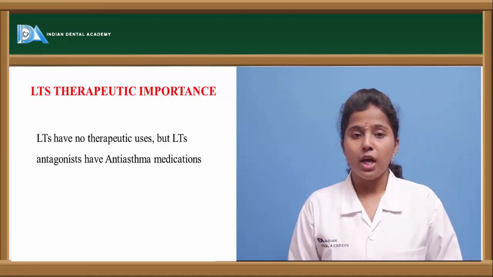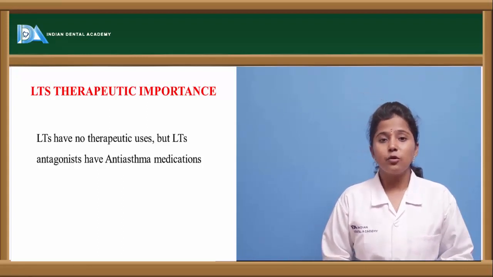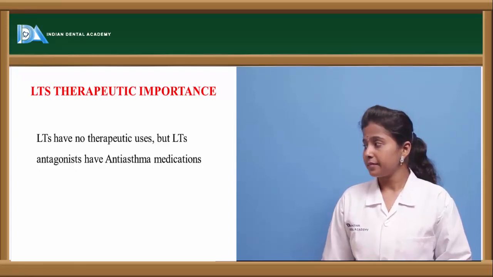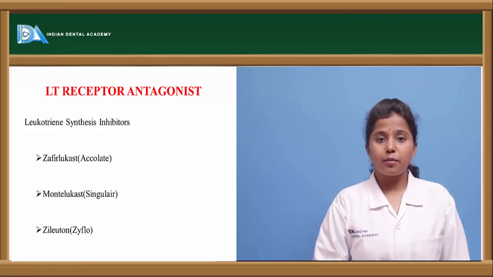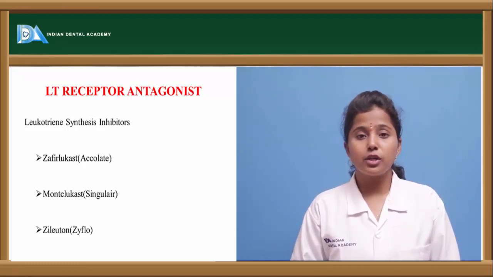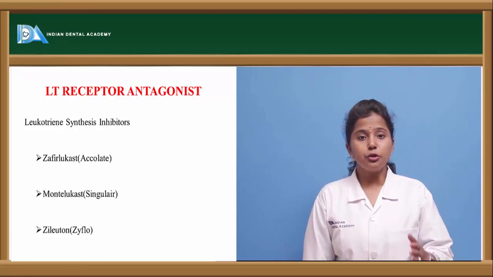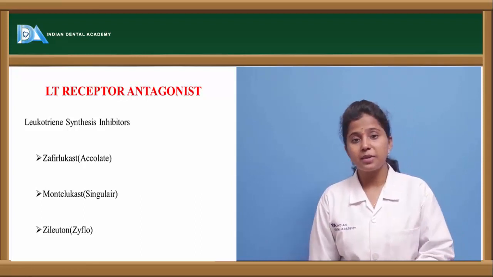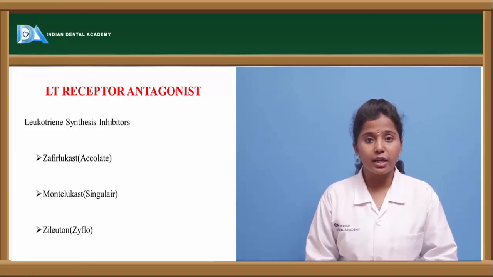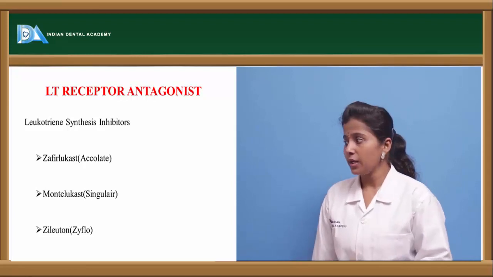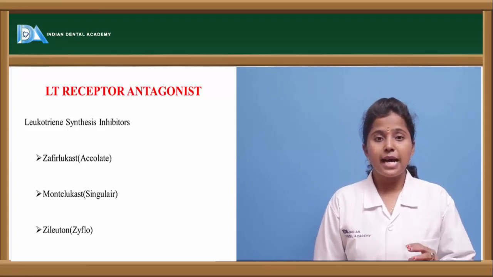Leukotrienes' therapeutic importance: there is no specific therapeutic importance for leukotrienes, but leukotriene antagonists are recommended in asthma condition. Let us see the leukotriene receptor antagonists. Similar to prostaglandins, these leukotrienes also bind to leukotriene receptors and exert their actions. In order to inhibit the action of these leukotrienes, leukotriene receptor antagonists are given. They prevent the binding of the leukotriene to their particular receptor and the exertion of their actions. There are three types of leukotriene receptor antagonists: zafirlukast, montelukast, and zileuton.